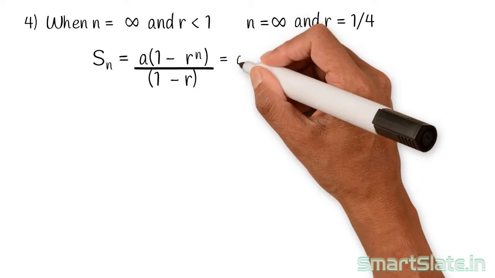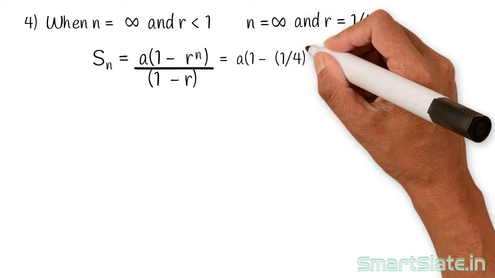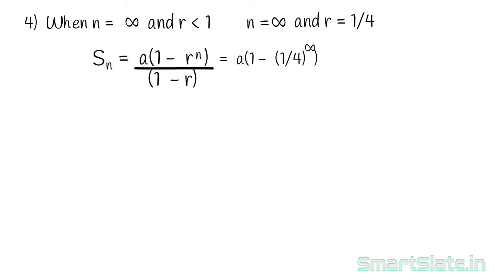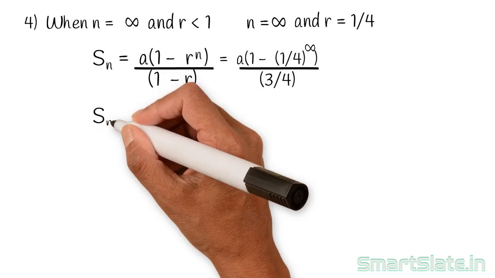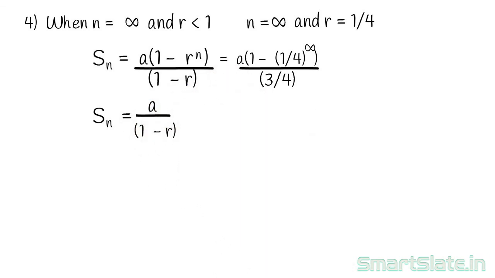It is A into 1 minus 1 by 4 to the power infinity divided by 1 minus 1 by 4, which is 3 by 4. 1 by 4 to the power infinity is such a small number that it can be neglected and considered as 0. So, the generic equation of finding the sum of the series becomes Sn equal to A divided by 1 minus R. We have derived the formula for calculating the sum of a geometric series in all possible conditions.